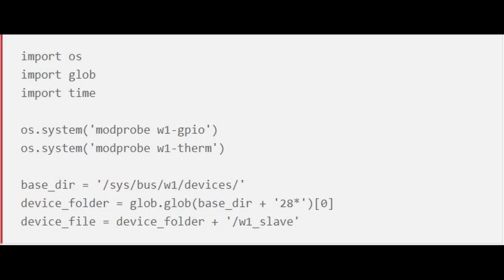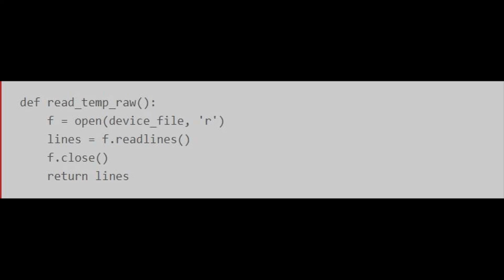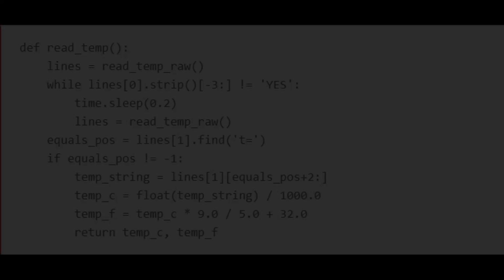To begin the Python script, we import 3 packages: os, glob, and time. Next, we run the modprobe commands. In the read_temp_raw function, we open up the file that contains our temperature output. We read all the lines from this and then return it so the code that has this function can use it. In this case, the read_temp function calls this function.